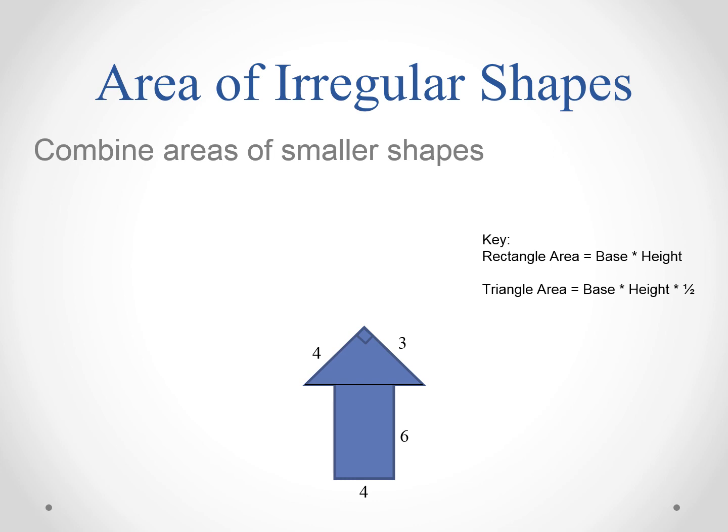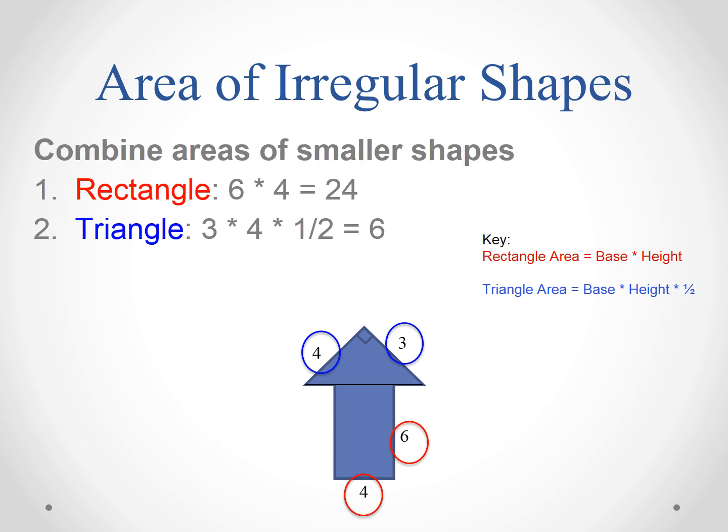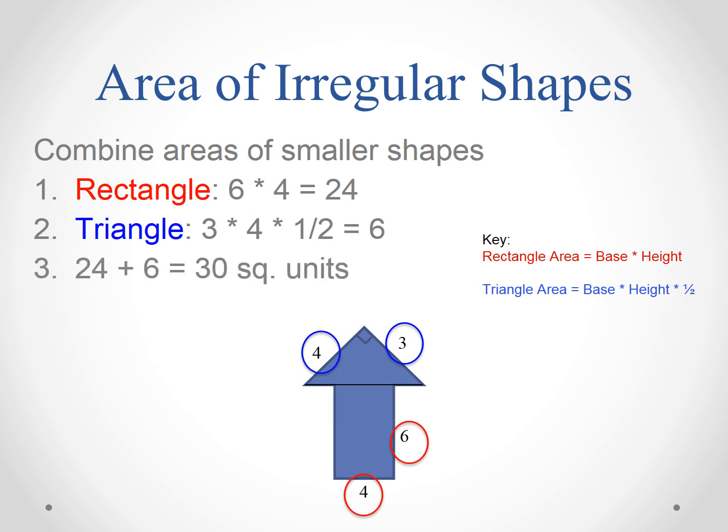In order to find the area of the shape, we can first use the rectangular area, which is base times height. So the numbers we'll be using are 4 times 6, like here, and we get an answer of 24. The next section we can look at is this triangular figure, using the triangular area of base times height times half. We have our dimensions of 3 times 4. We can do that times half to get an answer of 6. And then we would just combine these areas as follows. So we do 24 plus 6 equals 30 square units.